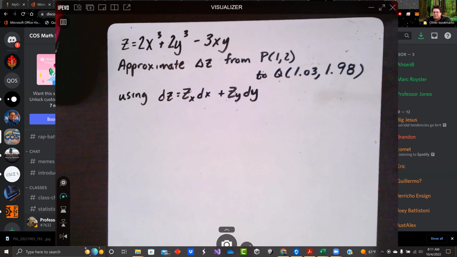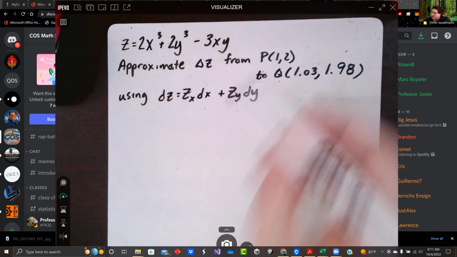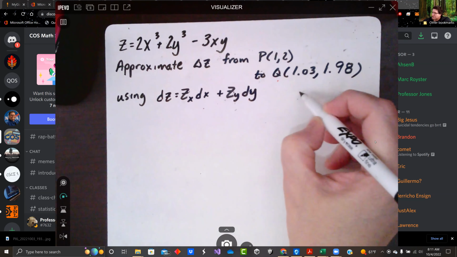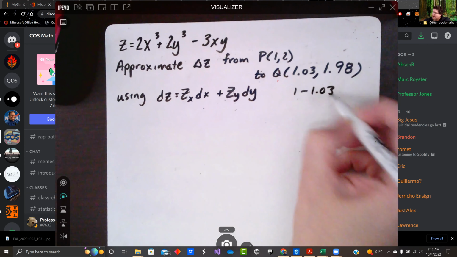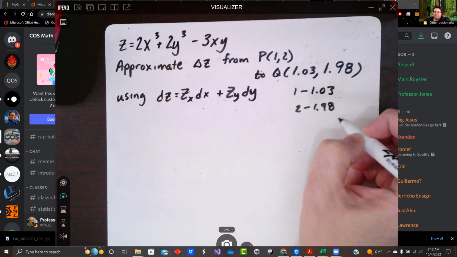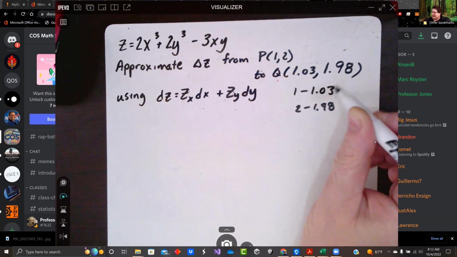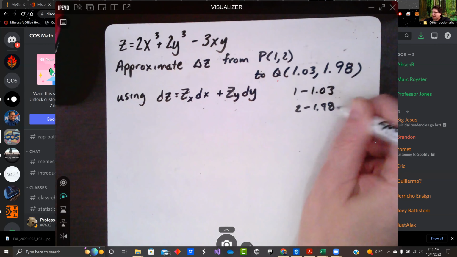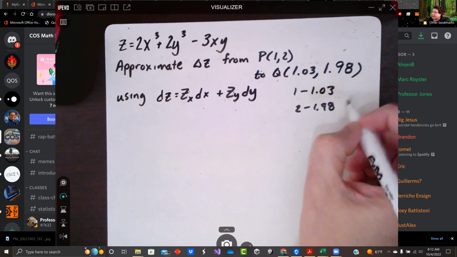And if we just use this formula, we can do a lot of the computations using 1 and 2, and then just throw in what dx and dy are. What's the difference between the two points? So just pick a path and be consistent. Either do 1 minus 1.03 and 2 minus 1.98, or the other way around. Don't do 1 minus 1.03 and then 1.98 minus 2. You've got to keep it going the same way.